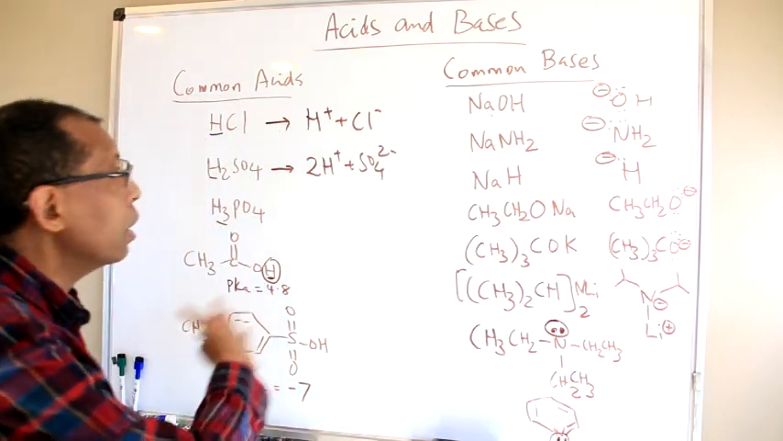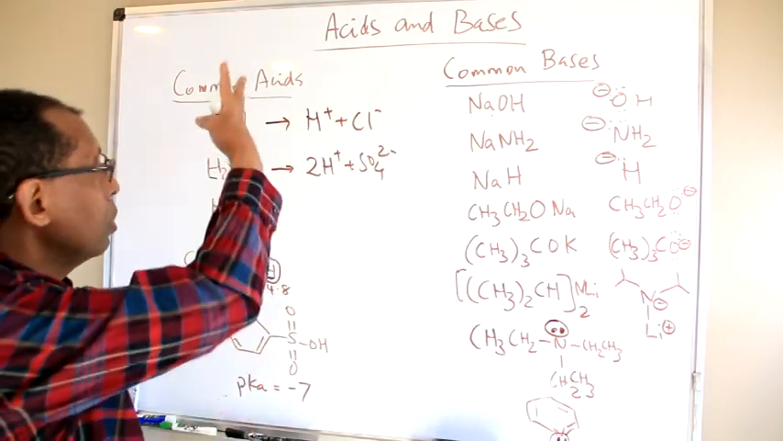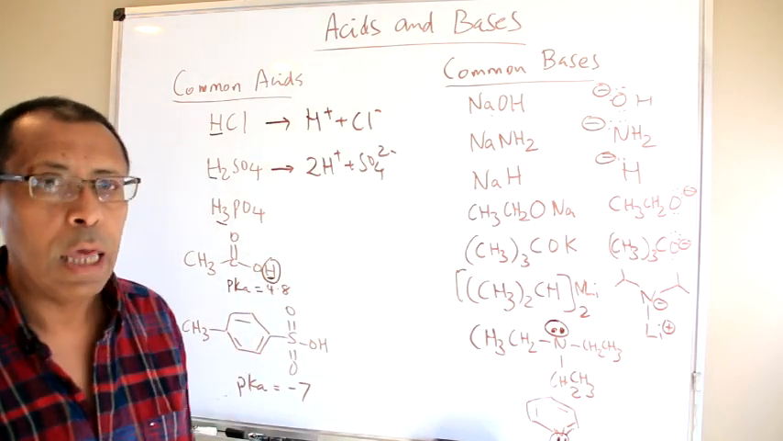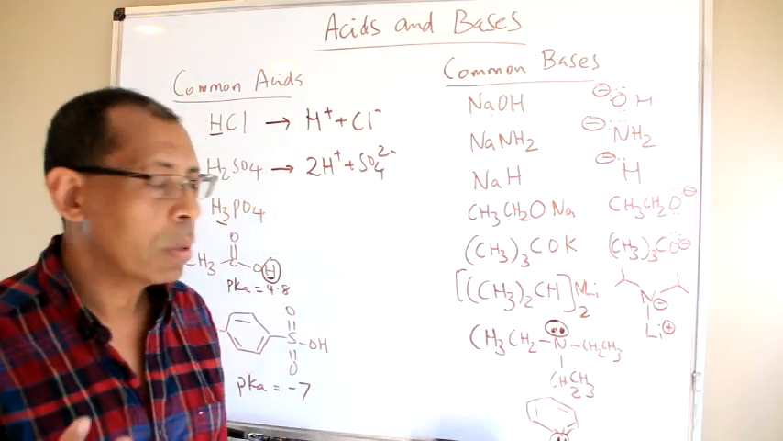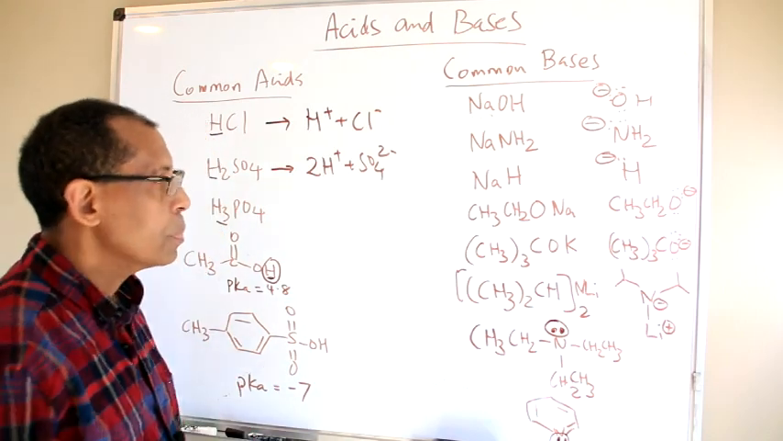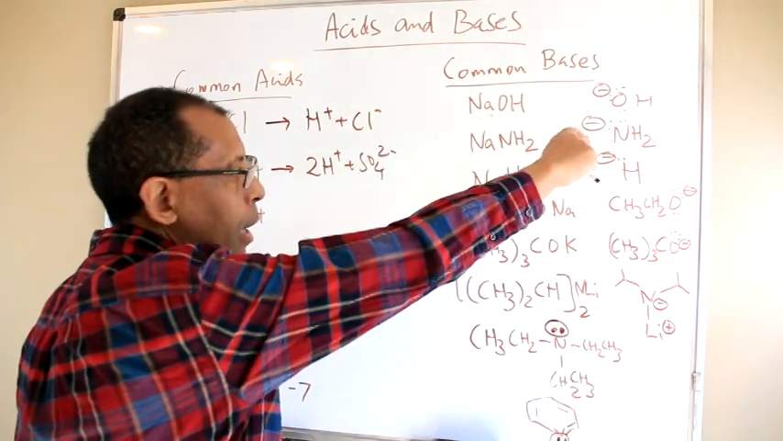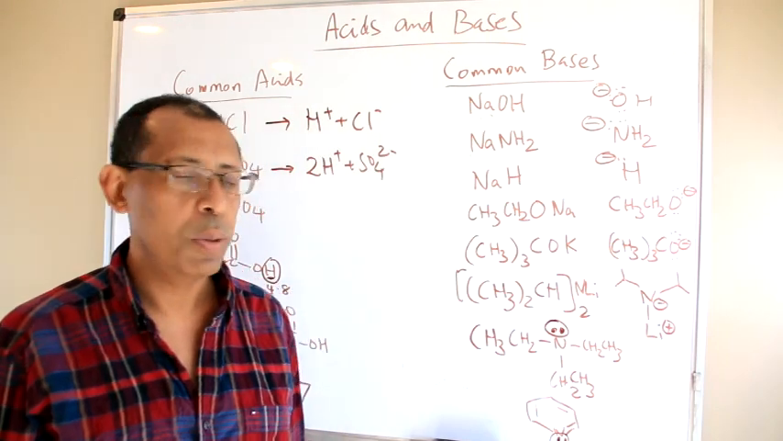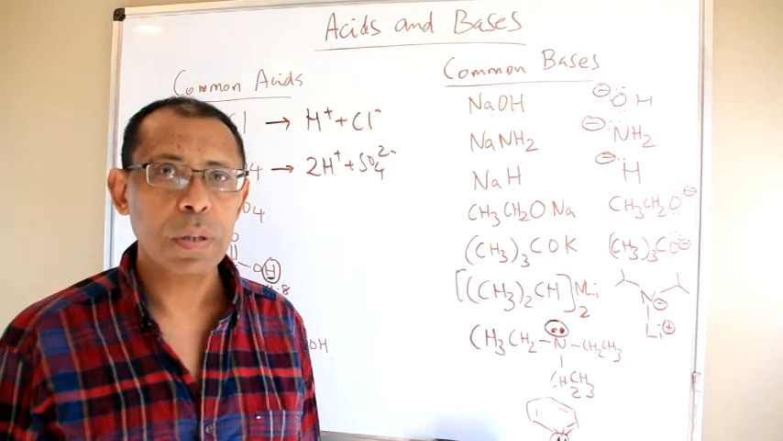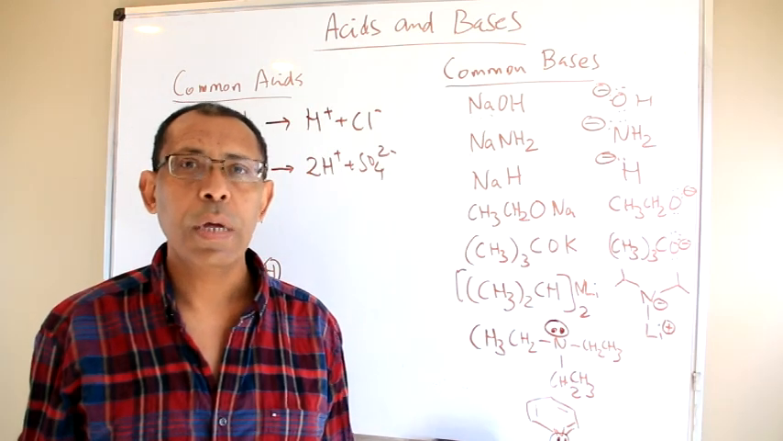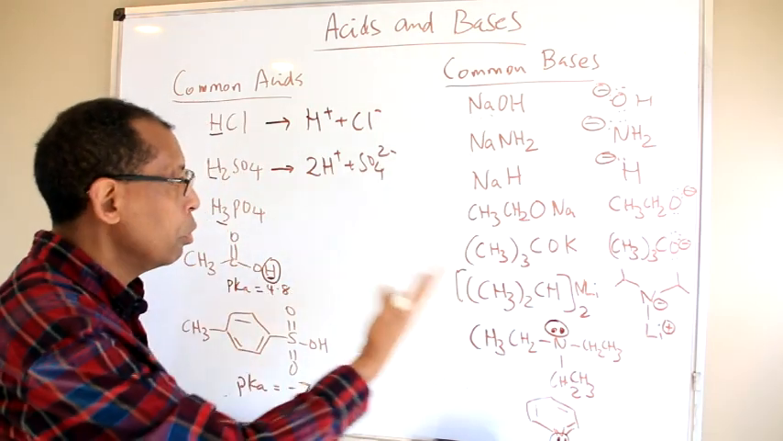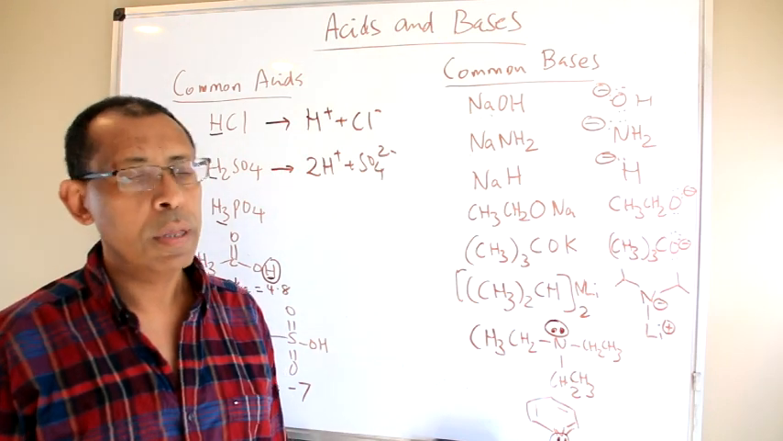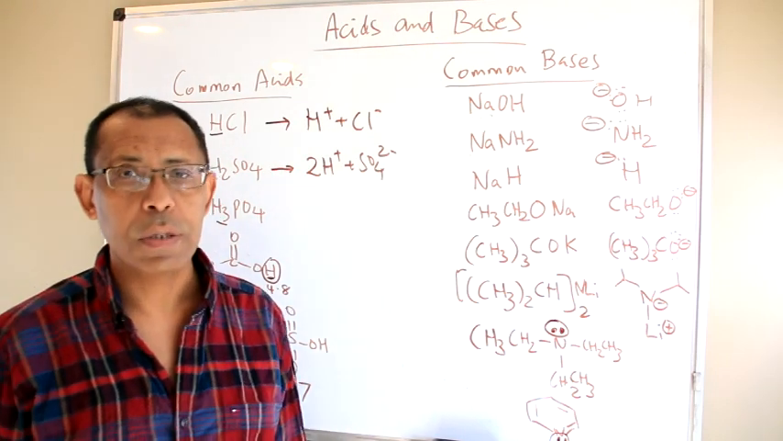So clearly there is a big difference between the acids and the bases. The acids always produce a proton or donate a proton. Here they have mostly electrons on them. So negatively charged species or a pair of electrons makes a compound a base. So you should practice this and understand what the common bases and the common acids are.